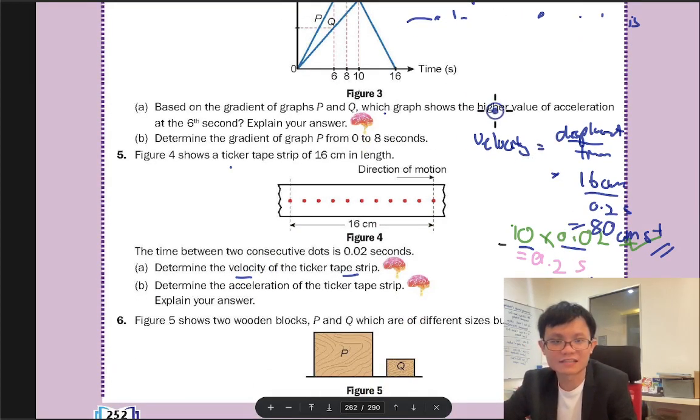Of course, if they ask for the speed, I will still do the same thing. For the speed, I will still get the same thing. I still get 80.